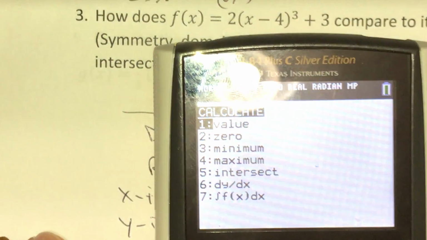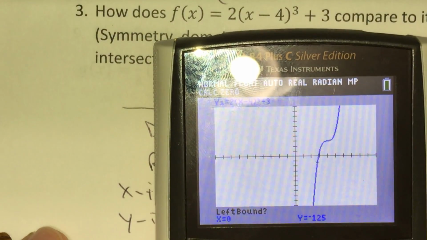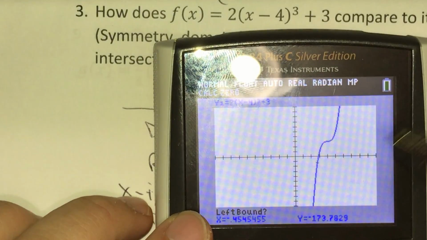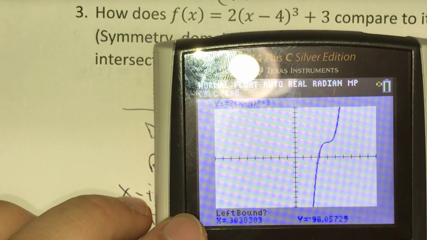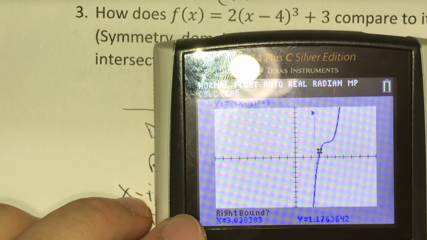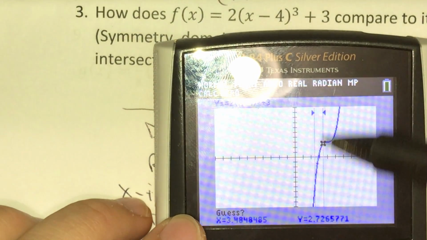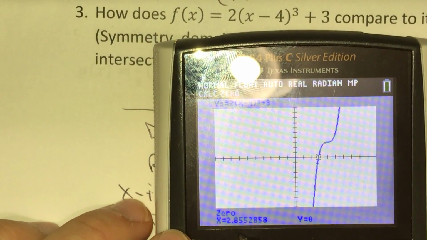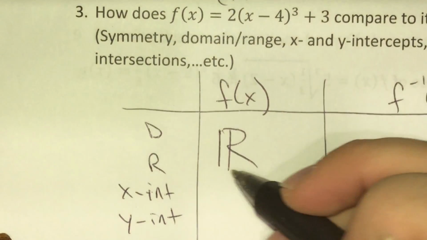The item right there at number 2 that says 0. 0, that's the same thing as the x-intercept. So I'm going to go down to 0. Now it says left bound, so I'm going to go to the left of my x-intercept. There it is. And so I press enter. Go to the right. These two lines should track my x-intercept, which it does, and I'll press enter. There's the x-intercept, 2.86.